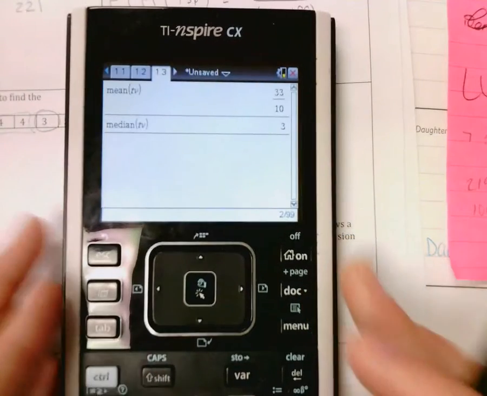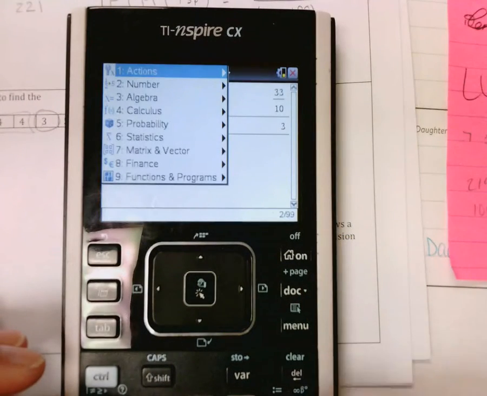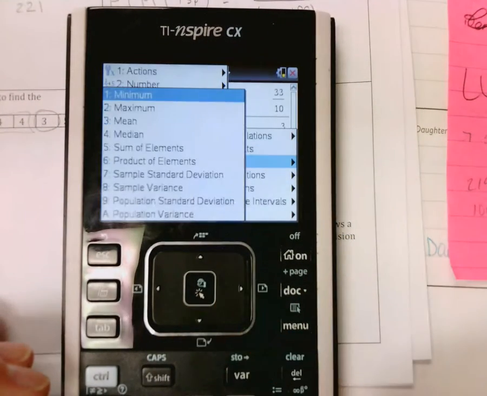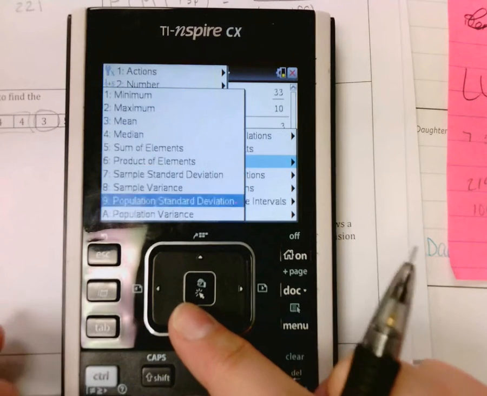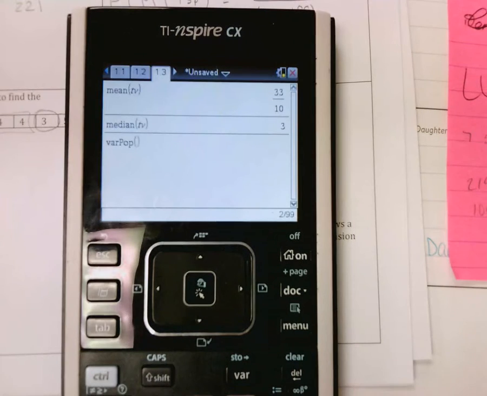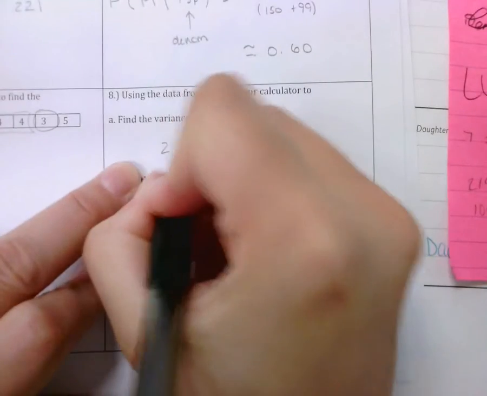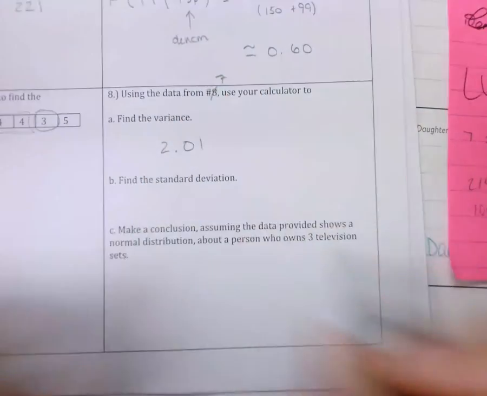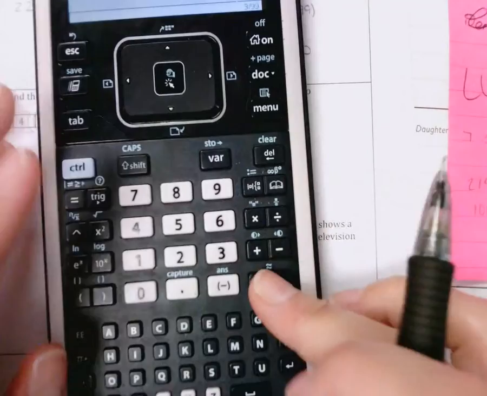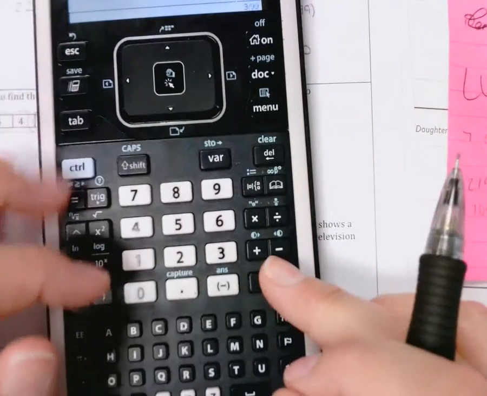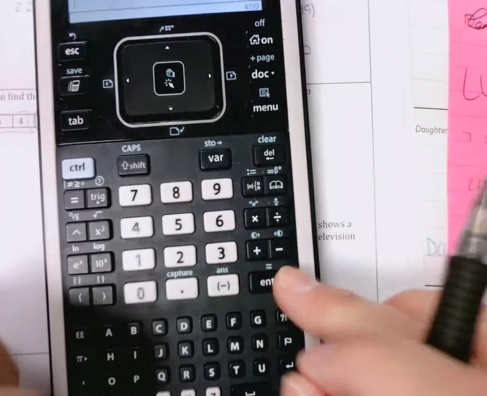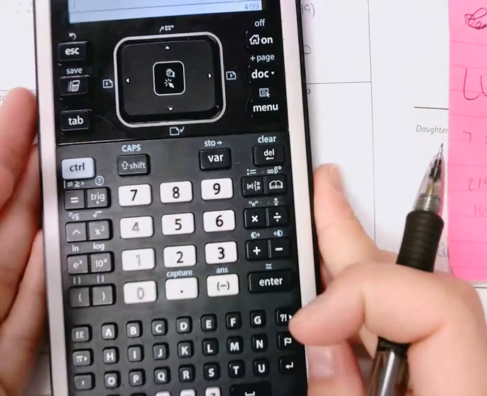We can just do menu, statistics, list math, and we're going to do population variance. Yeah, that's 2.01. I don't know how to find the standard deviation. So all you have to do for standard deviation is just square root that answer. So how do you do that with the calculator? Just square root the answer.